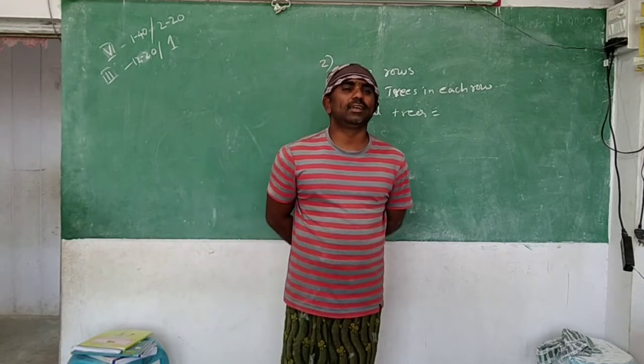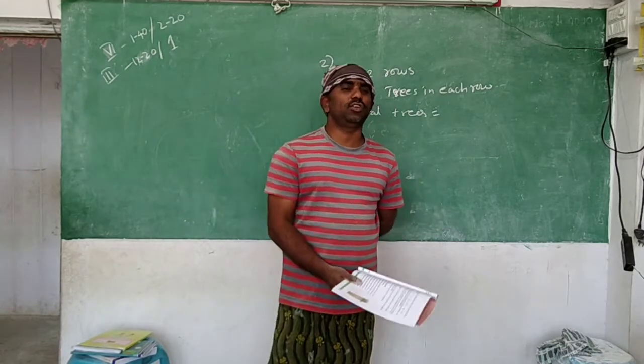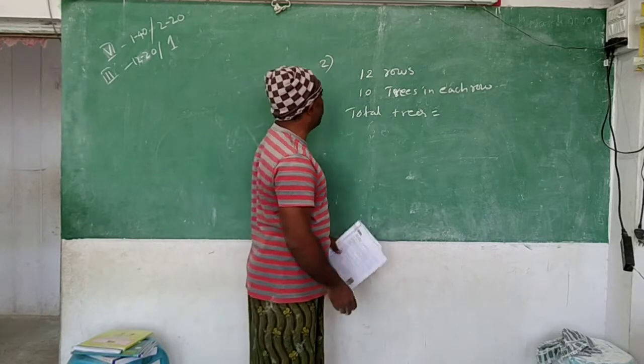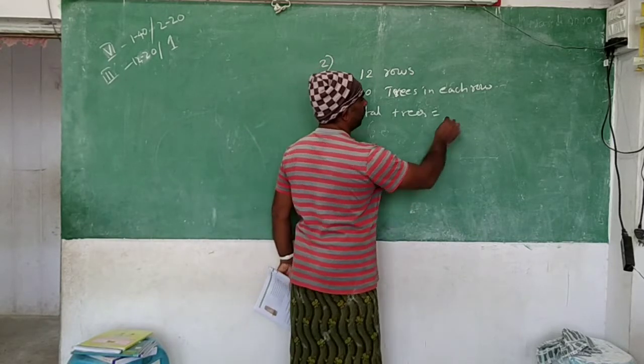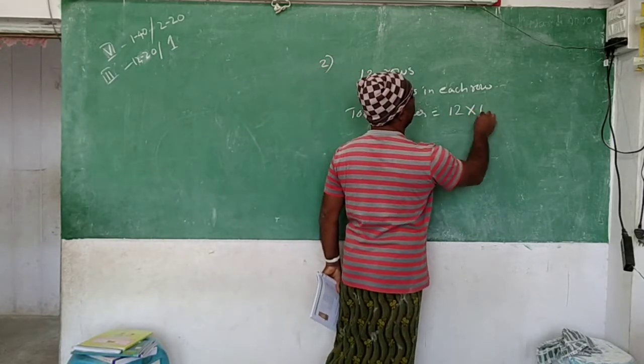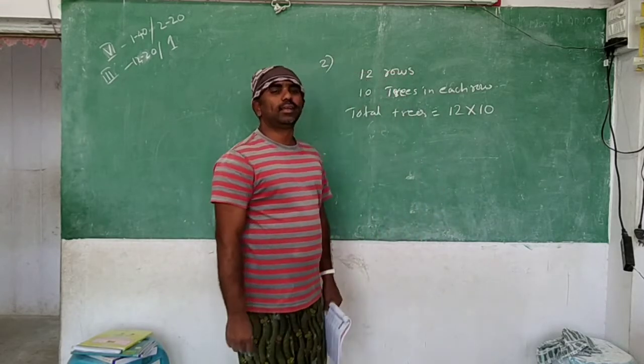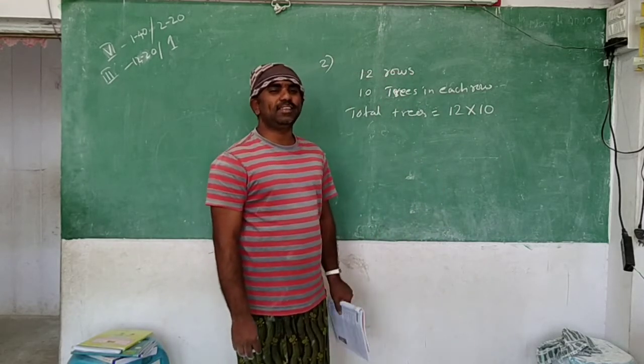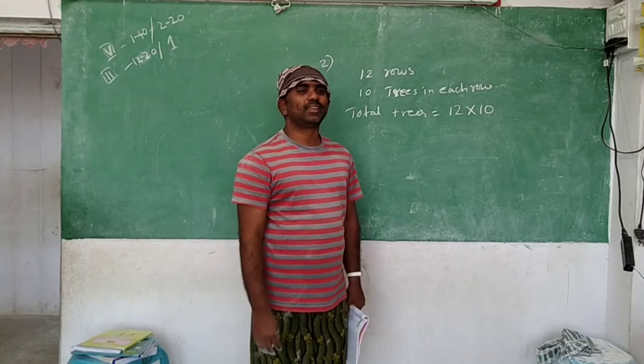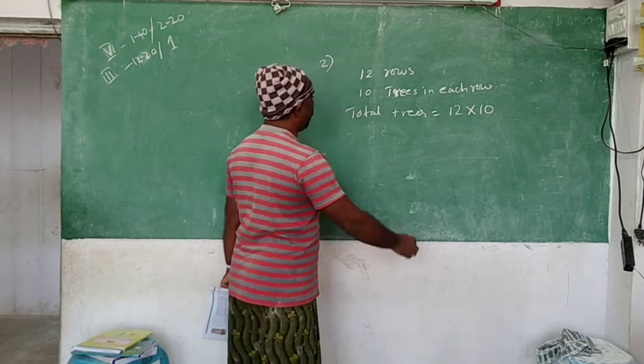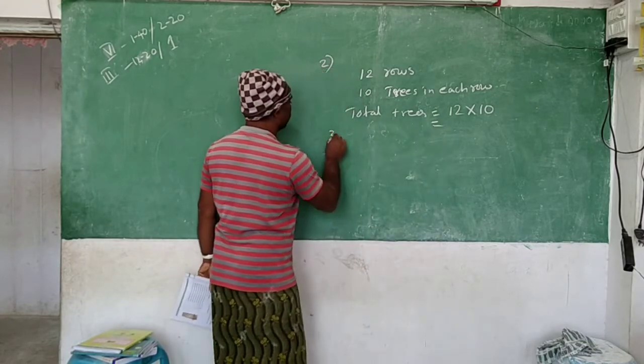Is it or not? Like that, in this problem also you need to multiply. What are the numbers you will multiply? 12 into 10. Can you do that multiplication? Very easy answer. 12 tens are how much? So you answer it. I am not asking.